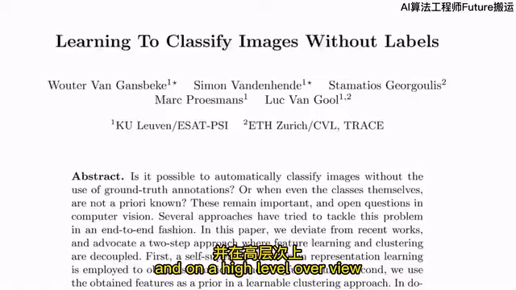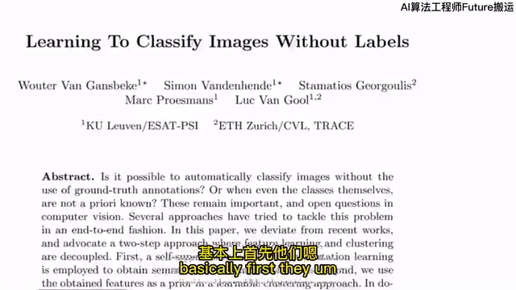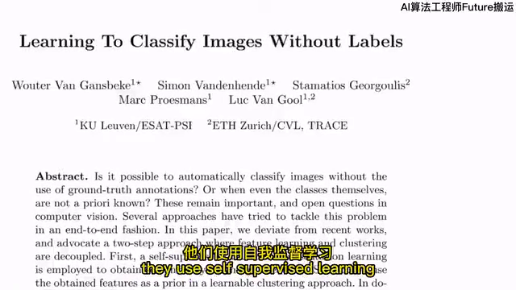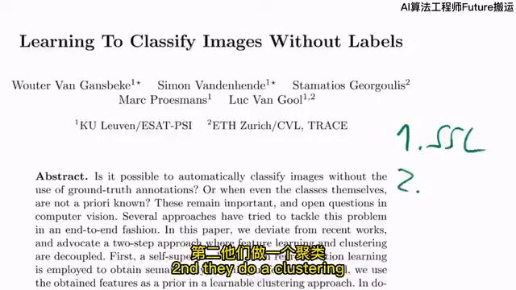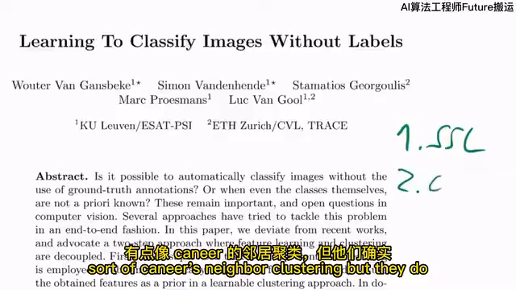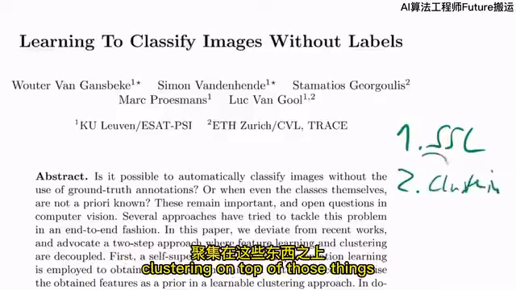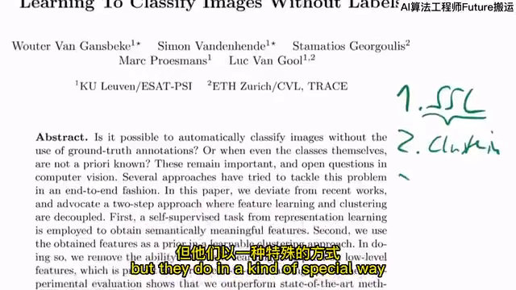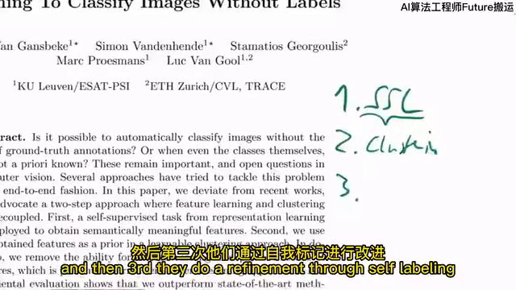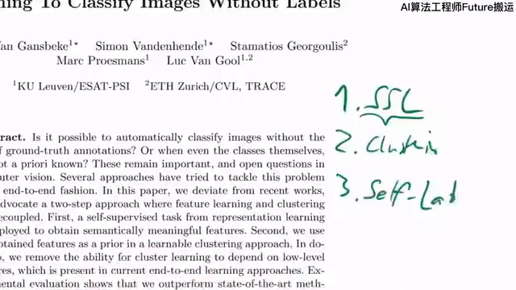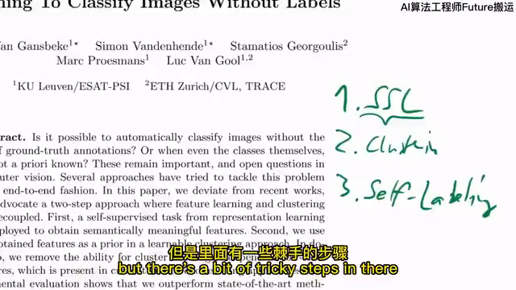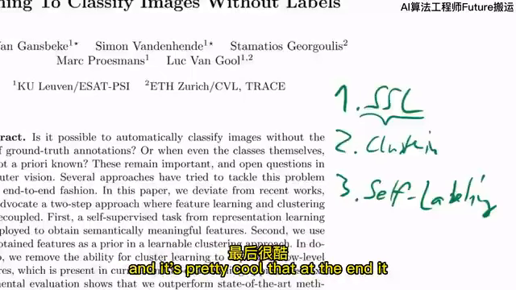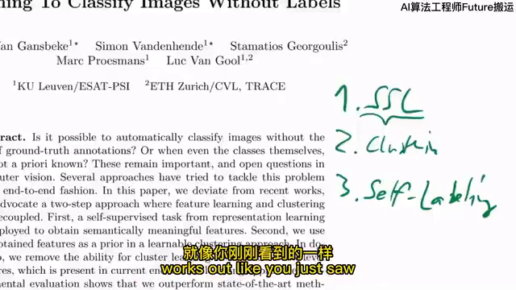And on a high-level overview, they have a three-step procedure. Basically, first, they use self-supervised learning in order to get good representations. Second, they do a clustering. So they do a sort of k-nearest neighbor clustering, but they do clustering on top of those things in a kind of special way. And then third, they do a refinement through self-labeling. So if you know what all of these are, you basically understand the paper already, but there's a bit of tricky steps in there, and it's pretty cool that at the end it works out like you just saw.